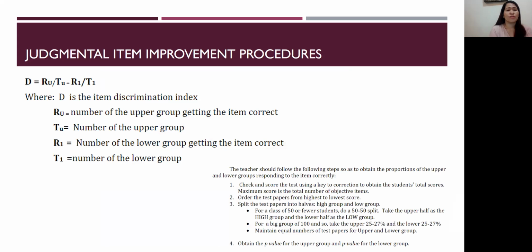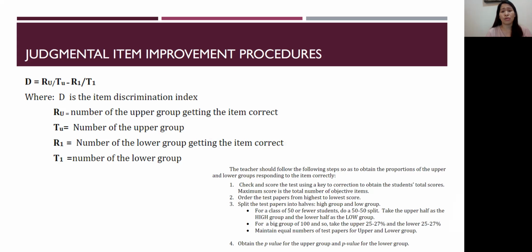Okay, so D is the item discrimination index. These are the meanings: RU, the number of the upper group getting the item correct, and TU is equal to the number of the upper group. RL, the number of the lower group getting the item correct, and TL is equal to the number of the lower group.